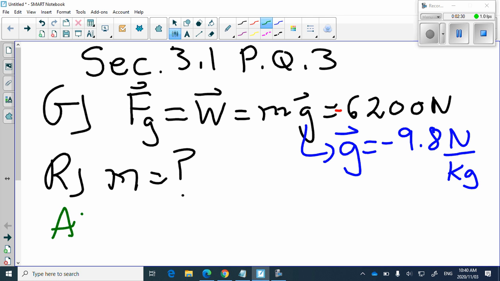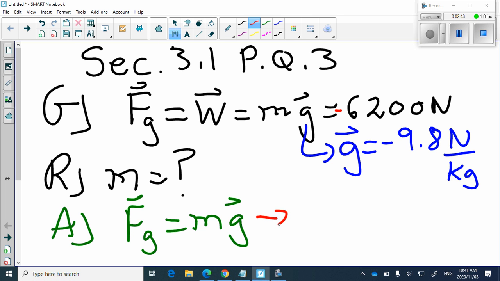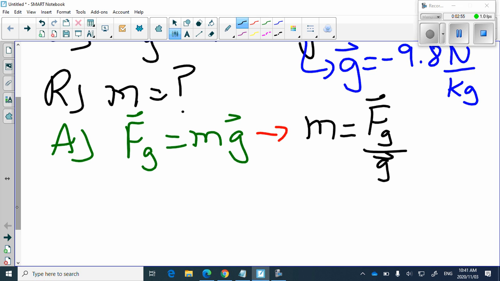Analysis. Okay, we're going to use that equation right there. They want us to find mass. So we rearrange this equation to find mass. Mass is equal to this. Now listen to me carefully as I say this. The mass is equal to the force of gravity on the object near Earth's surface divided by the gravitational field strength near Earth's surface.